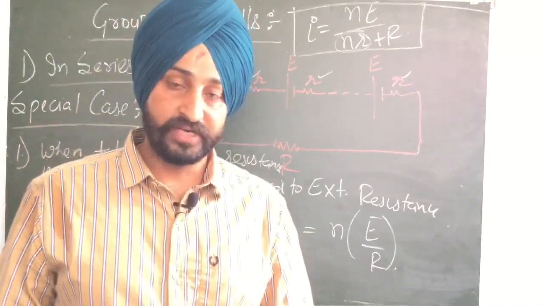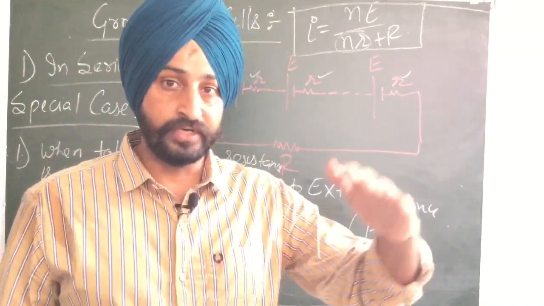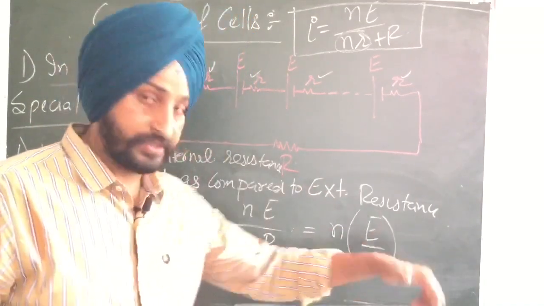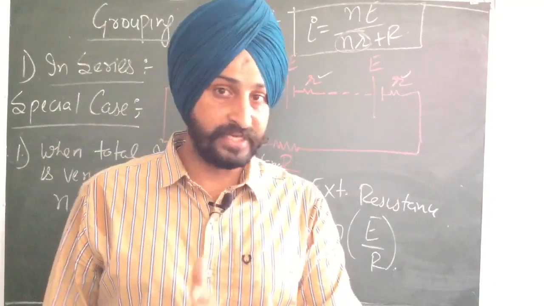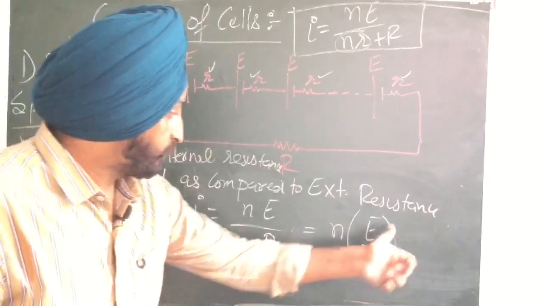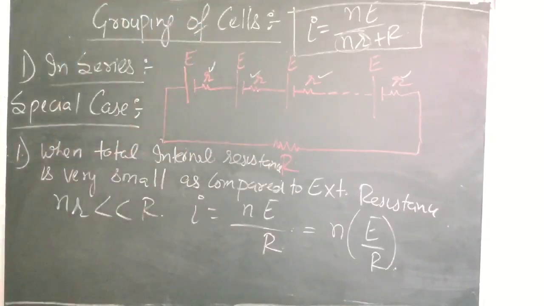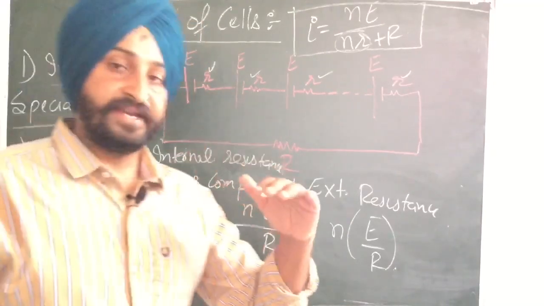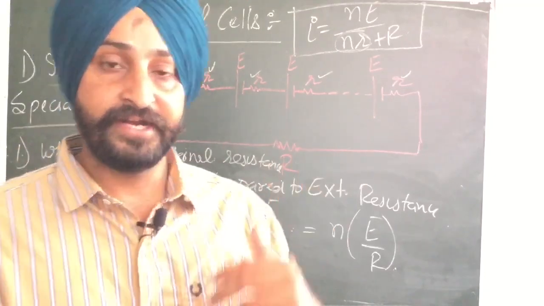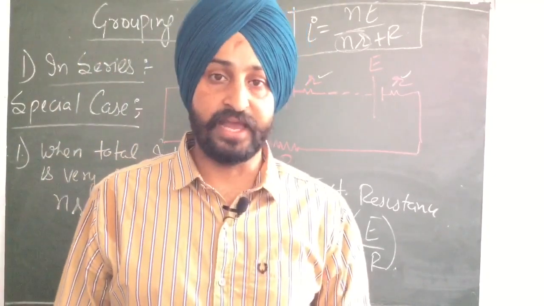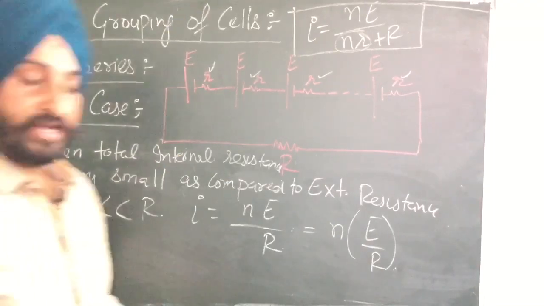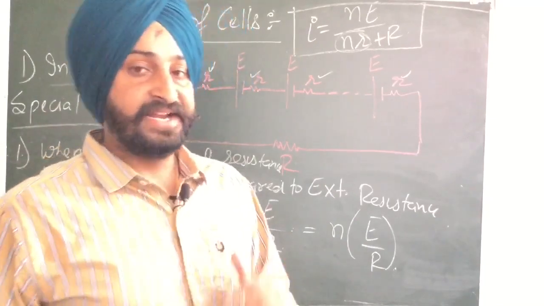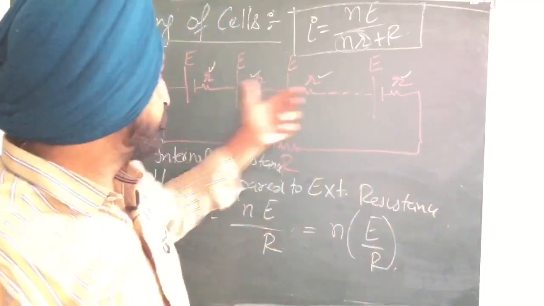That means our total current has increased manifold. It has increased n times. So our total current would be n times the current produced by one cell, and that is evident from this formula. Fine. So our current will increase n times if we are considering the internal resistance of each cell as a very small value.